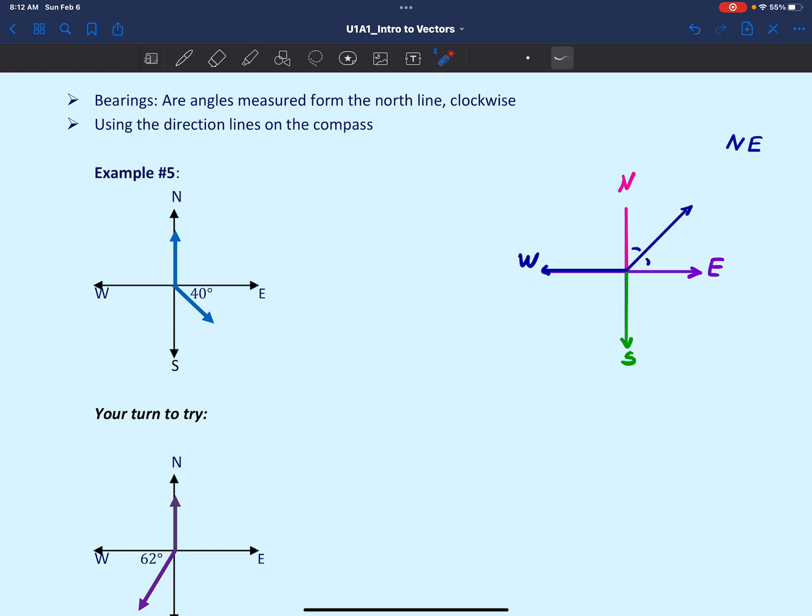Now, bearings, on the other hand, do not use the symbols north, east, south, and west. Bearings consist of three numbers. For example, if we're trying to find the bearing of this particular vector here, which can represent displacement, by the way, then we start from the north line and move clockwise. You can see here we have 90 degrees and here we have 40. So the answer is 130 degrees, a bearing of 130 degrees.